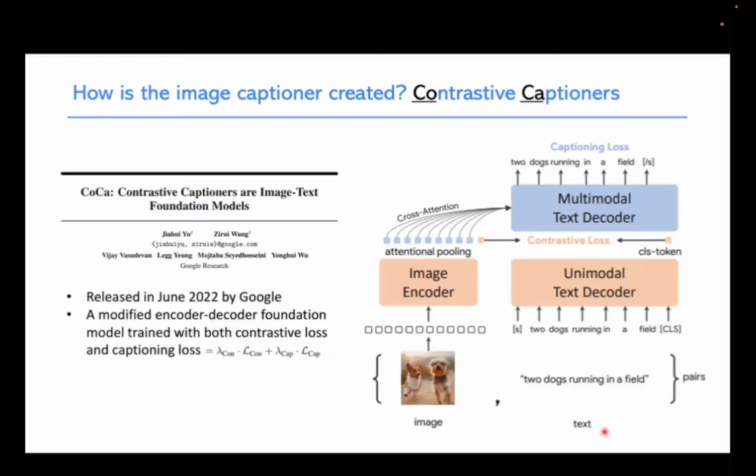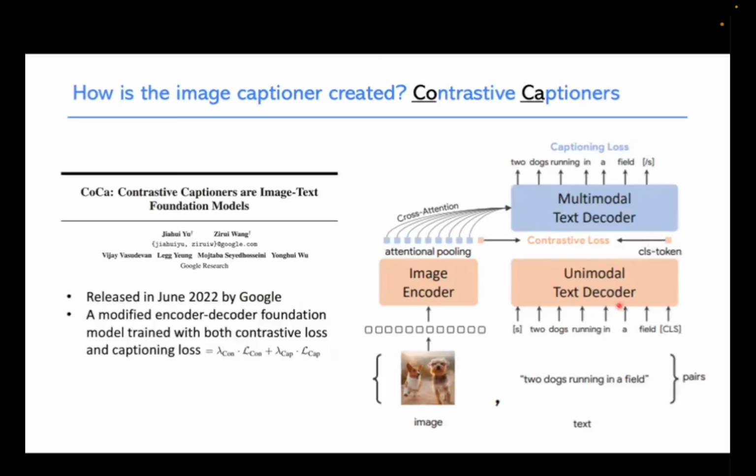Our input is also image and text pairs. We can try to understand it by separating the contrastive objective and the captioning objective. First, we use the image encoder to encode the images into image embeddings, which are the blue squares here. And we use the unimodal text decoder to decode the text. Here you see that the decoder part is actually separated into two parts. One is the unimodal text decoder, and one is the multimodal text decoder.